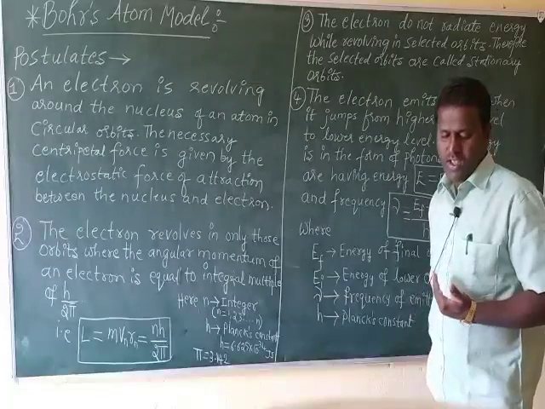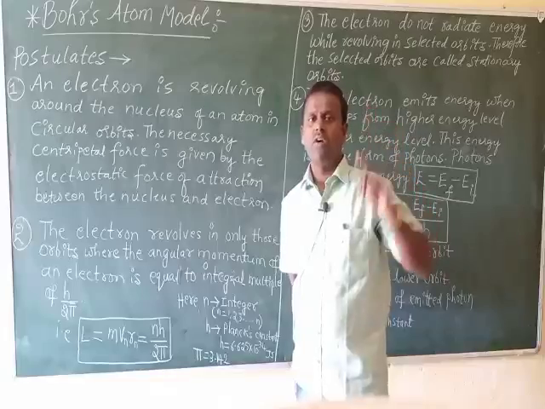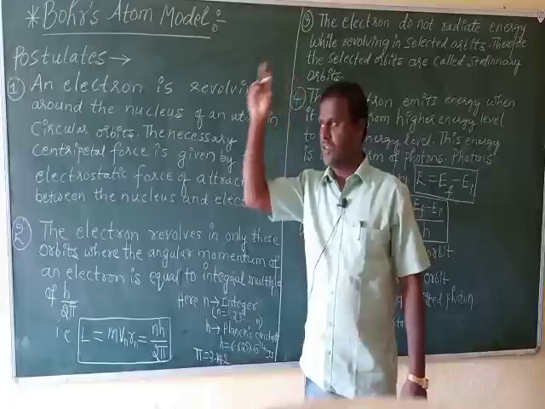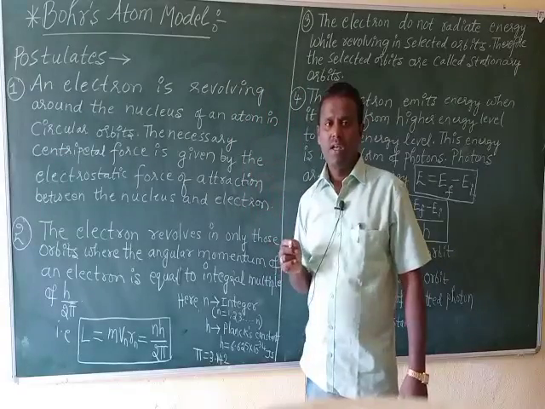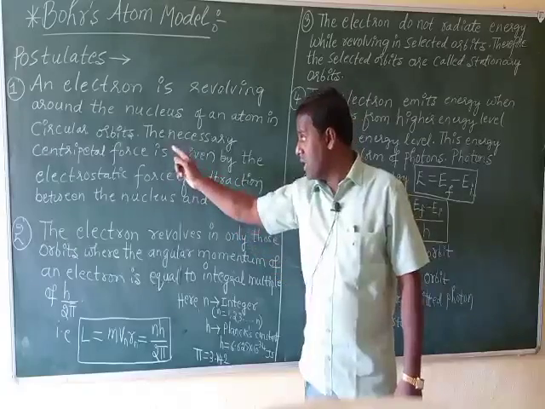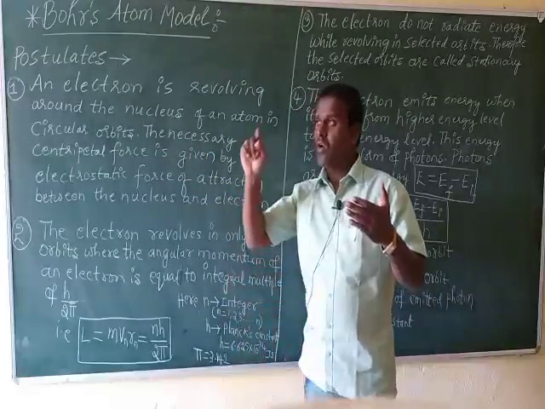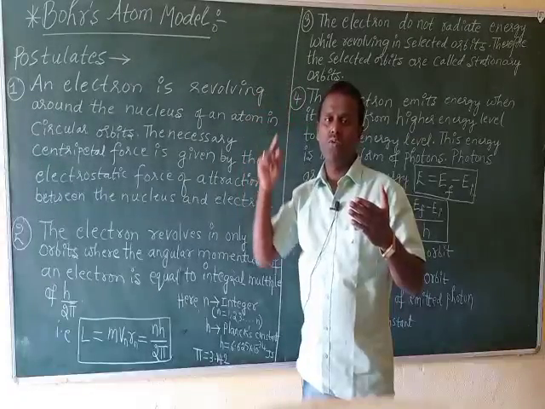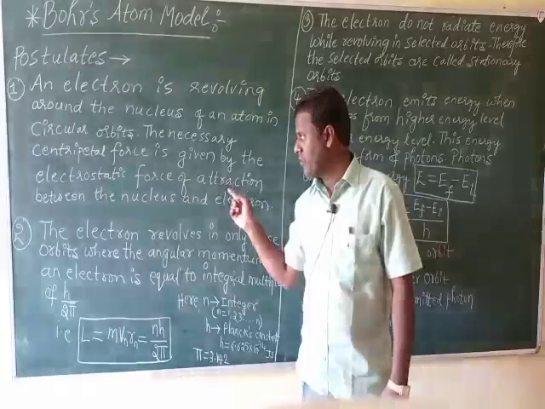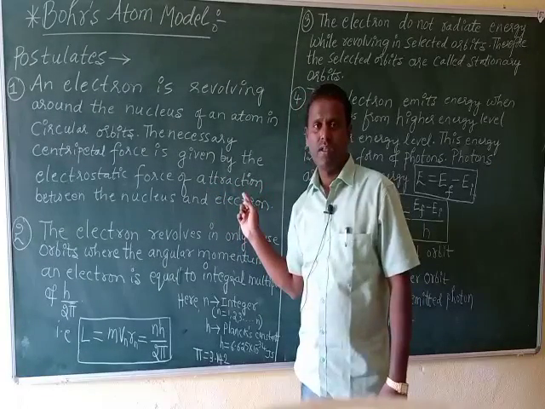Understood? First point, what it is saying: the electron in hydrogen atom, there is only one electron. That electron is revolving in that atom around the nucleus in the circular orbits, and that is rotating with the help of centripetal force. Therefore, here the necessary centripetal force. Then why is it necessary for revolution of the electron around the nucleus? That necessary centripetal force is given by the electrostatic force of attraction present between the nucleus and the electron.